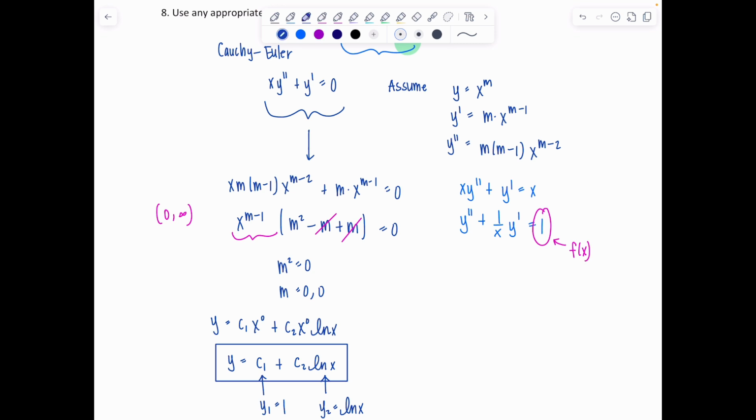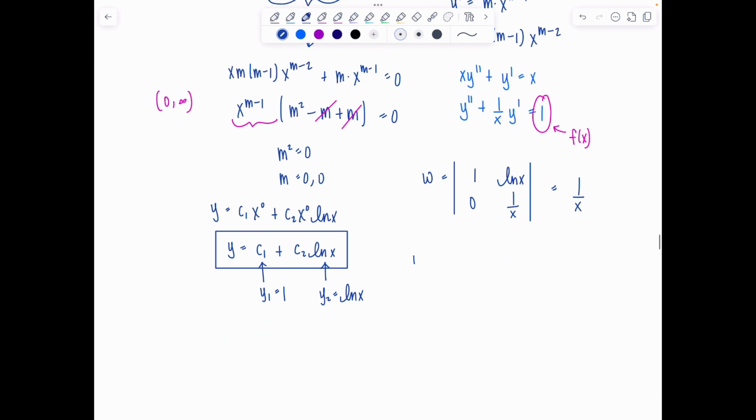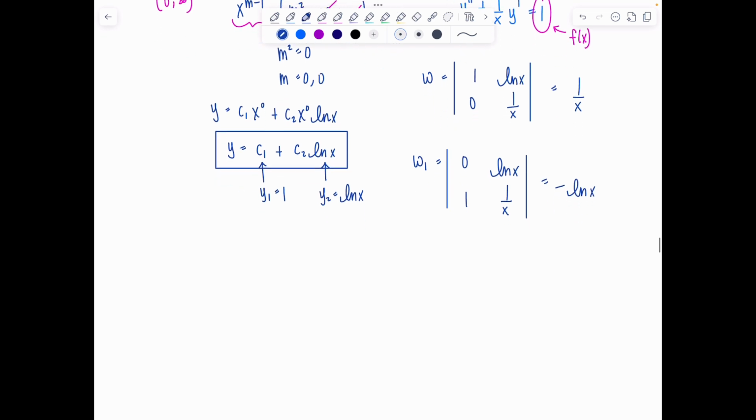Okay, so let's find the Wronskian. So we'll have y1 and its derivative, and then y2 and its derivative. And then let's find this determinant, 1 over x. And then for w1, now I'm going to put 0 and then f of x, second column unchanged. This determinant is negative ln of x. And then w2, first column from w unchanged, second column 0, 1. Oh, I love it. This is just 1.